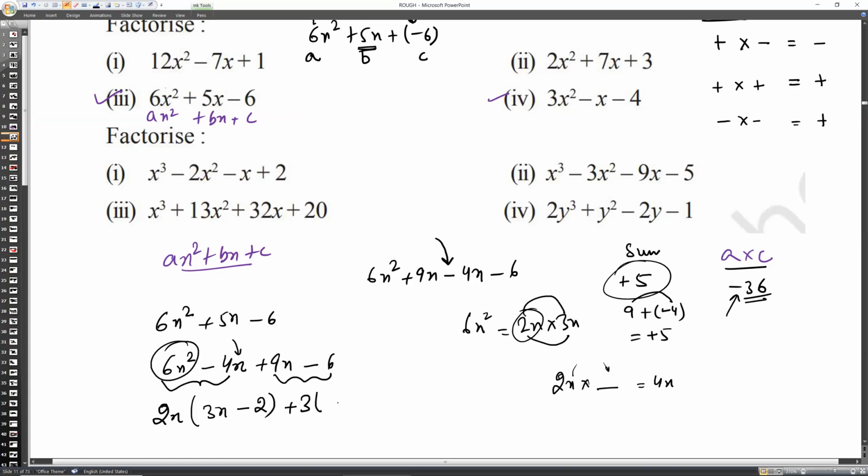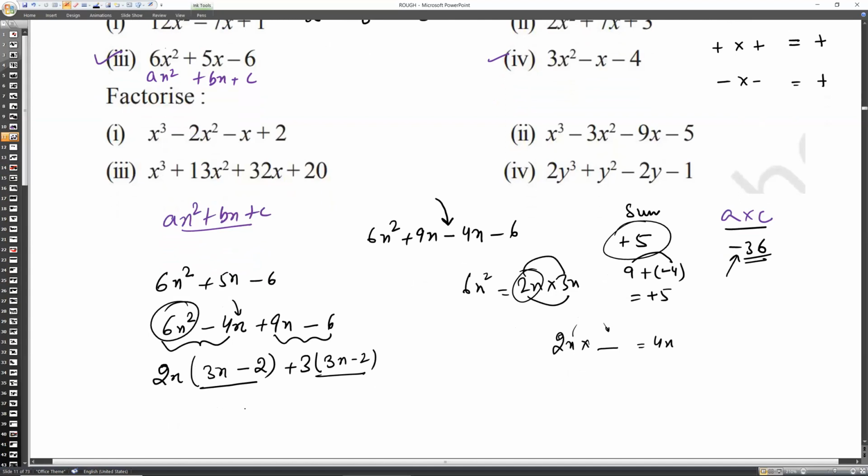Positive 3, not x. x is not here, only 3. So 3x minus 2. That is how you can check whether your calculation is correct: this bracket and this bracket should be exactly the same. These two should be exactly the same, so you have to do it accordingly. The first bracket will be formed this way, and the second bracket like this way. Got it? So copy this one, then we shall proceed to the next one.